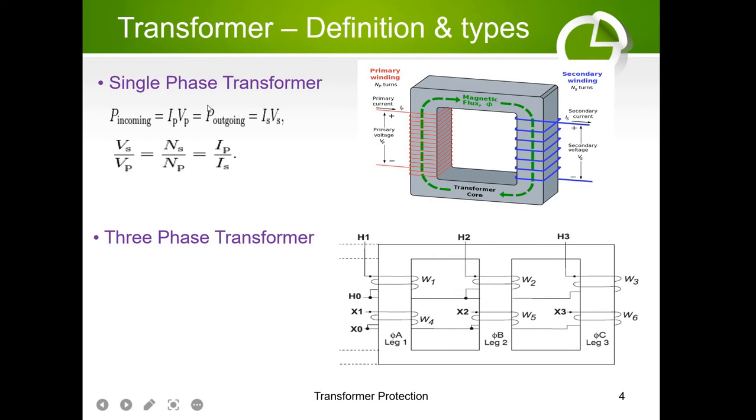Next, the single phase transformer. P incoming is equal to VI, means P outgoing is equal to VI. Whatever the power comes in, it goes out. There is no change of the power. Power will be constant. VS by VP is equal to NS by NP is equal to IP by IS. These are the ratios. Three-phase transformer, you can see in the picture.